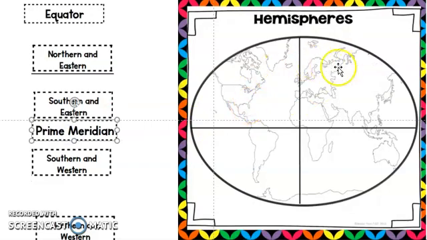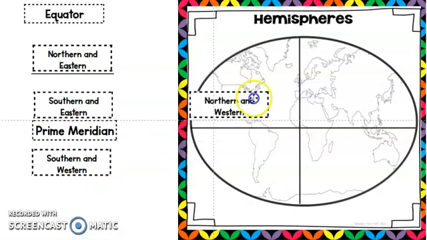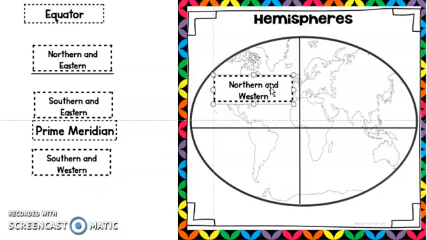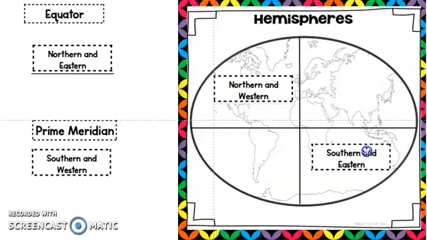So I need to name each one of these hemispheres. So I know that this part is the northern hemisphere. So what direction would this side also be? Yeah, it's west. So this hemisphere is northern and western. It's on the north up here and on the west on this side. What would this one be down here? Yeah, it's on the south. So is it going to be east or west? Very good. That one is southern and eastern.